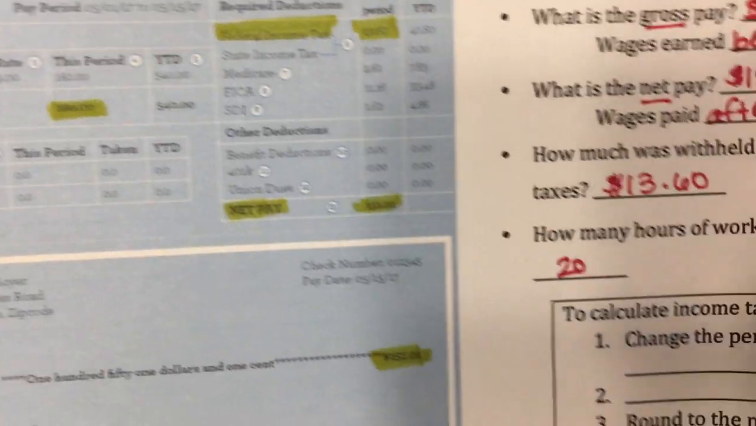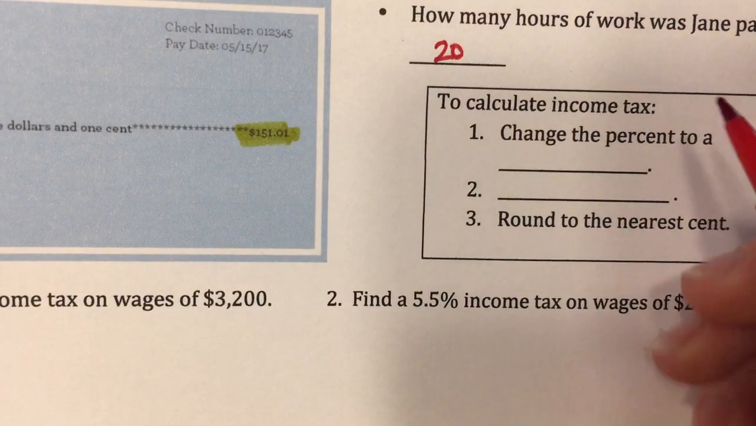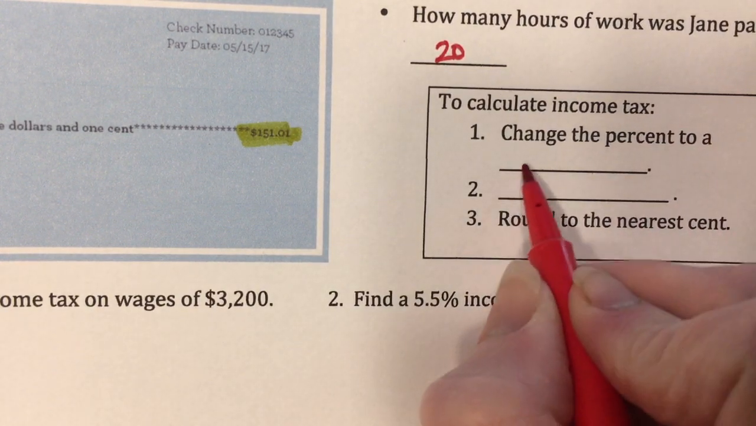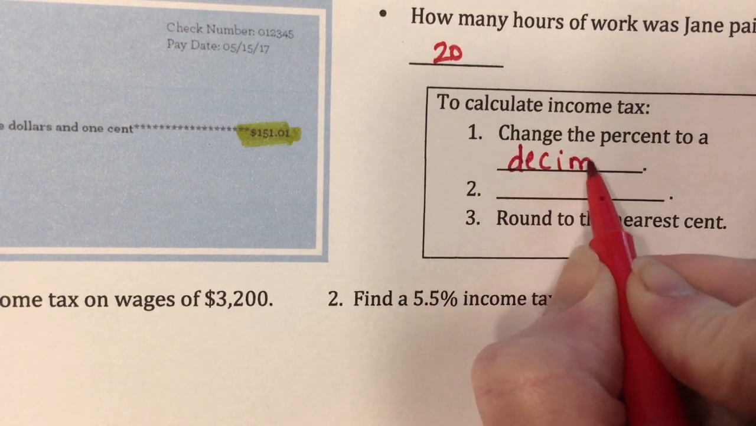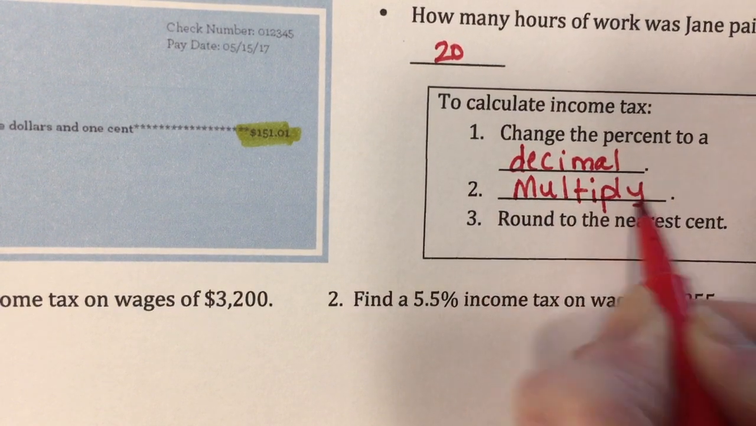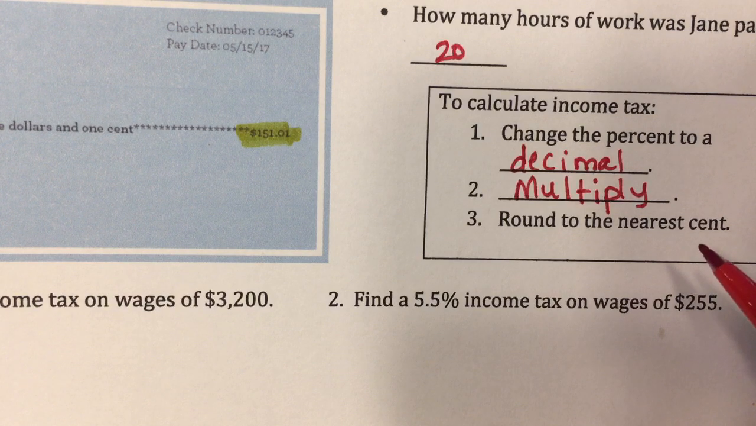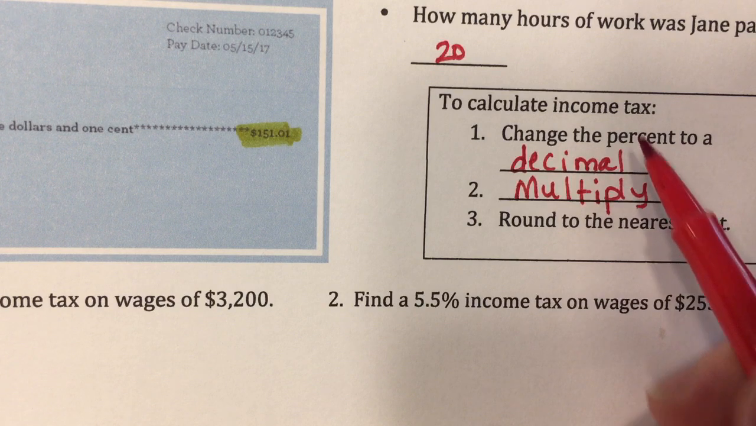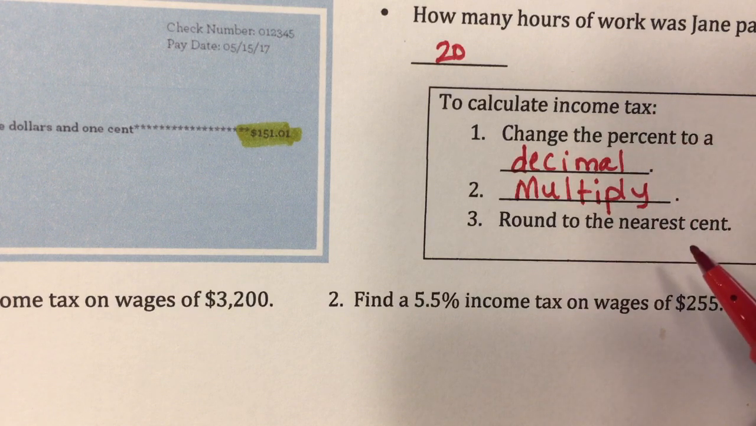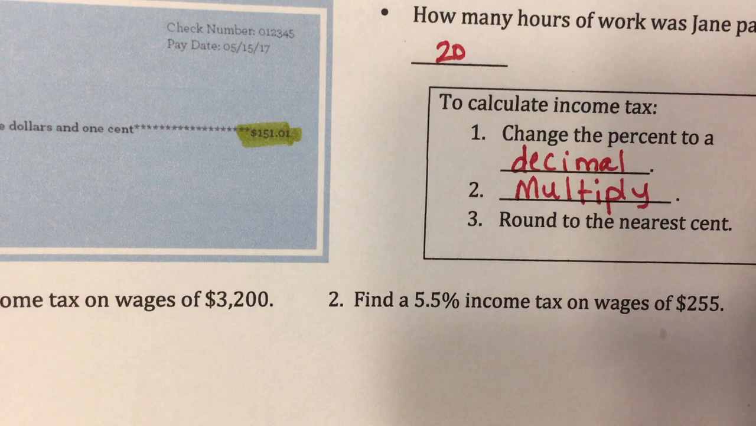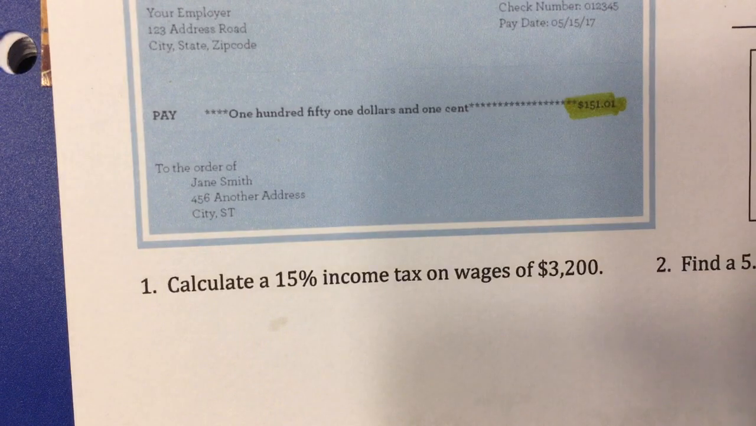All right, so how do we find this income tax we're talking about? Well, to calculate it, it's very similar to what we've already done. You want to change the percent to a decimal, and then multiply. So you'd be multiplying the decimal times whatever her wage or income was. Again, there's going to be a percent of the tax, so like 12% or something like that. And then the last thing, because we're working with money, is you want to round it to the nearest cent. So let's look at this first one.